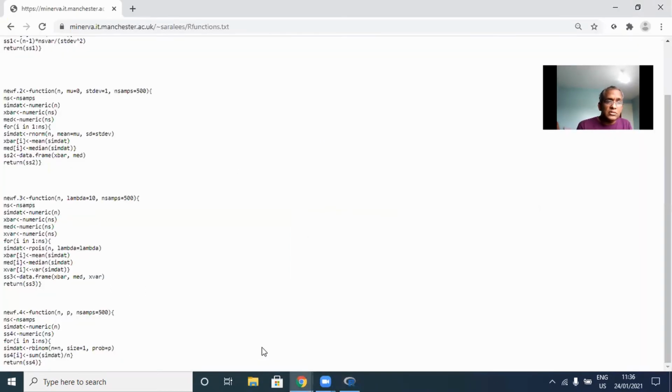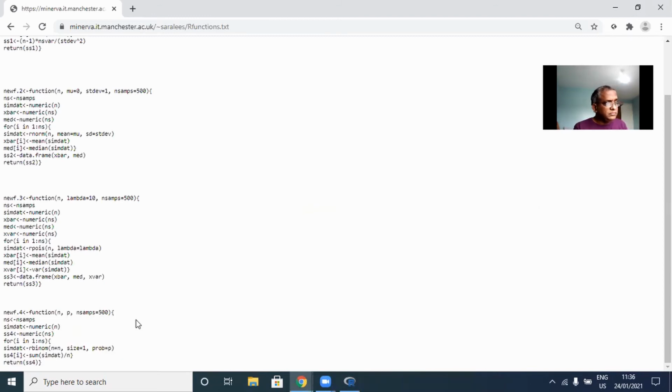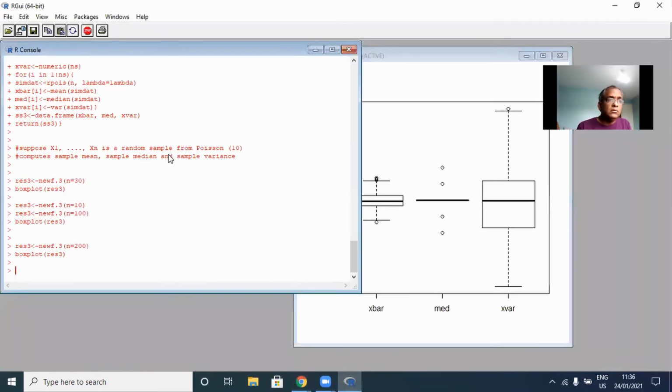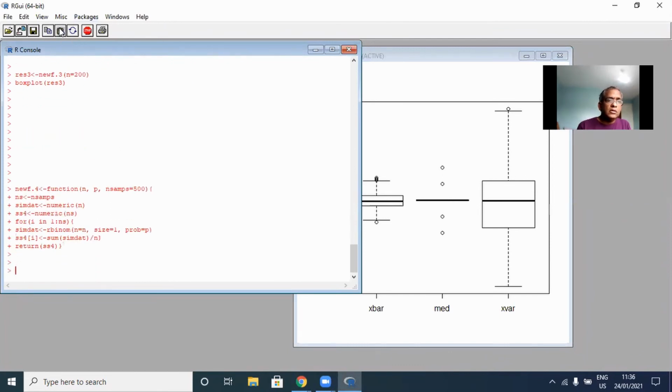Now, the last function is this one. Excuse me. So let me copy this last function and paste it here. Okay, so let me explain what this function does.